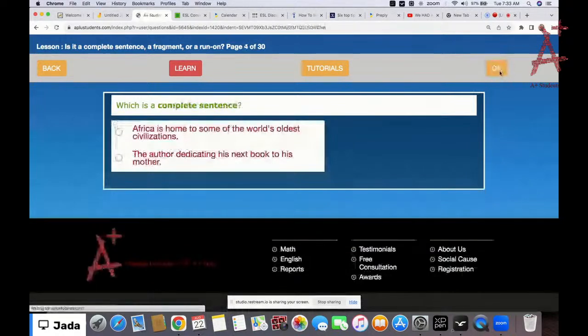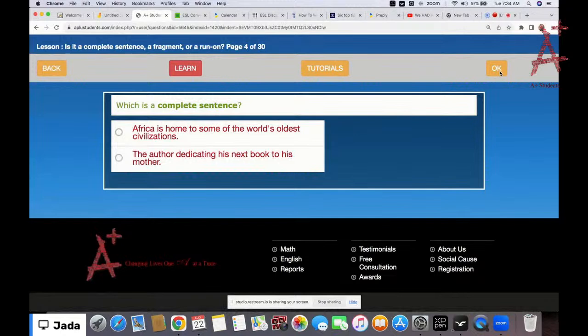Which is the complete sentence? Africa is home to some of the world's oldest nation. The author dedicating his next book to his mother. If you see, the second one is missing something. The second one is a sentence fragment because it says the author dedicating his next book to his mother.